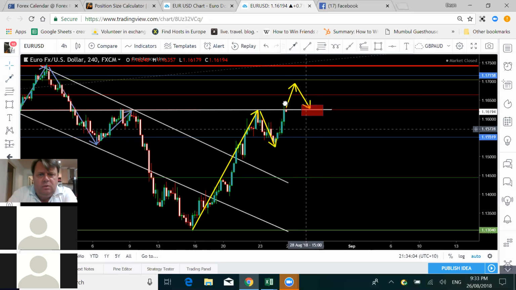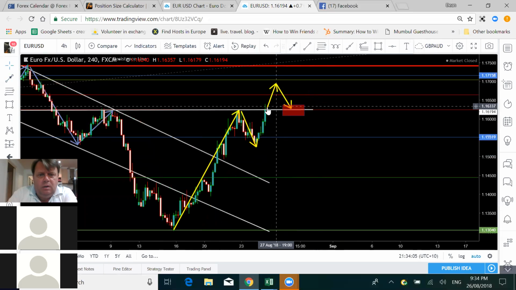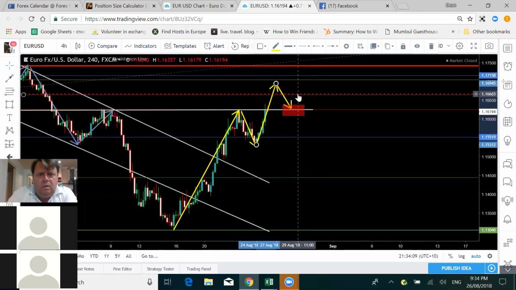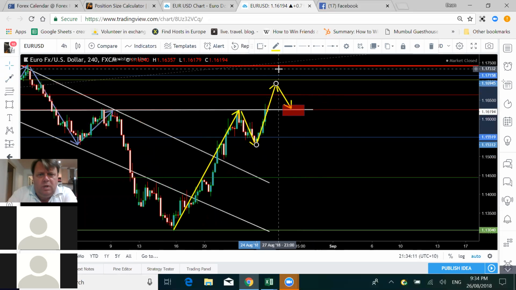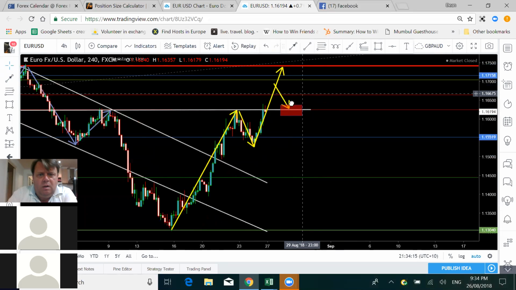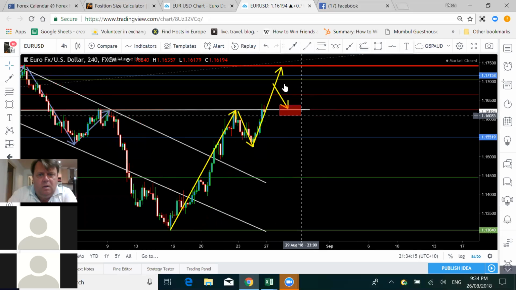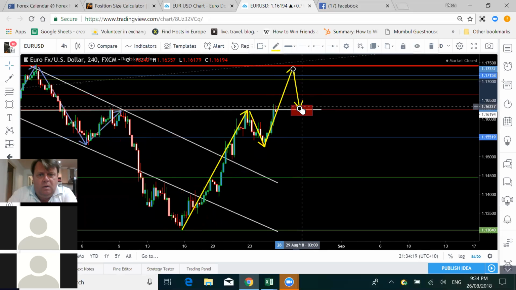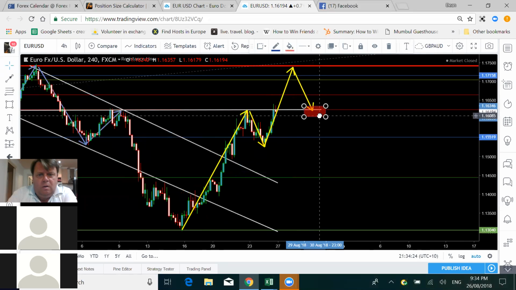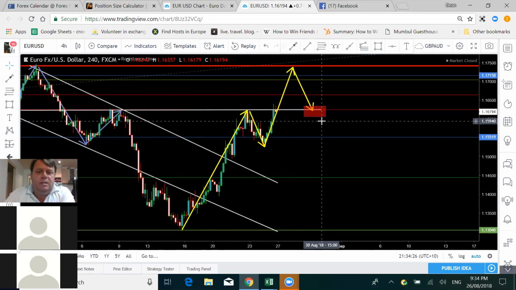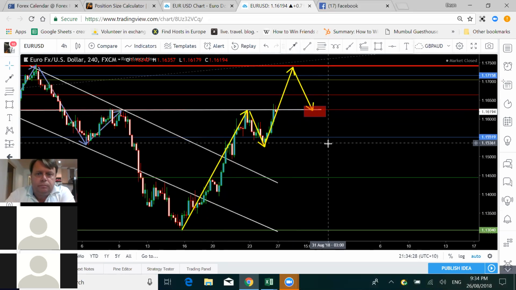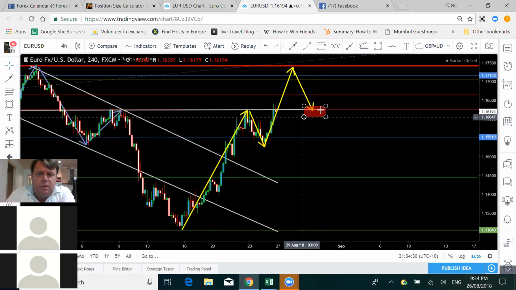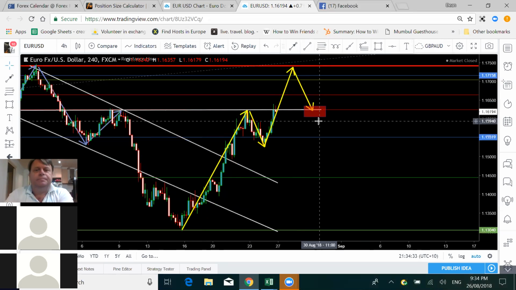All right, and now we've got that sort of surge up again. I would expect that probably would go all the way to the resistance line. So that's what I'm expecting the market to do, and that's where I'm looking to take the trade.